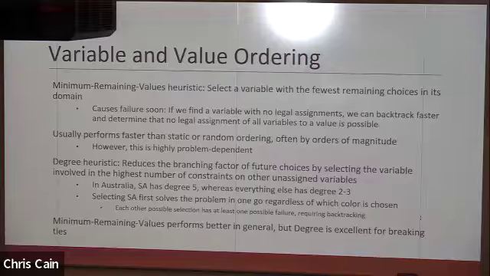So in general, minimum remaining values performs better than degree heuristic, but if you have a tie, so both have minimum remaining values, there are 2 variables that have 2 possible remaining. Picking which one would be better to break that tie with the degree heuristic. That's generally best practice.